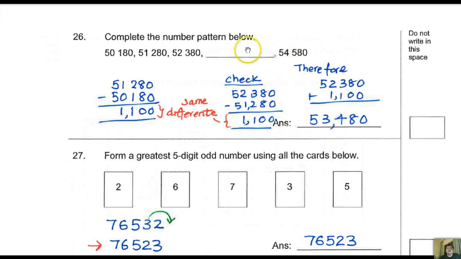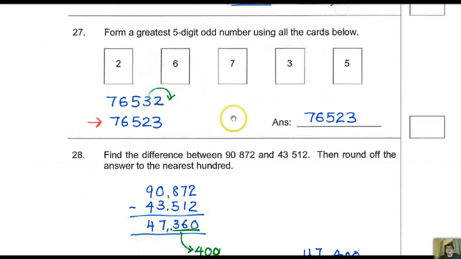So in order to find this, either I use this number 52380 plus 1100 and I get this answer, or 54580 minus, in this case minus, take this number minus 1100 and I get the answer here, 53480. Most of you got this correct. Now this got to be very familiar to you, should not have any more mistakes and problems.